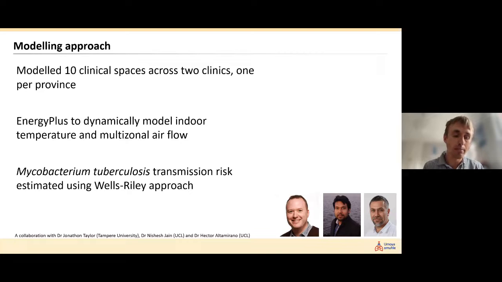The modelling was undertaken by John Taylor and his colleagues using Energy Plus, which is an extensively validated modelling tool that allows you to model indoor temperature dynamically as well as multi-zonal airflow. And the ventilation estimates obtained from the model were then translated into TB transmission risk using the Wells-Riley approach.